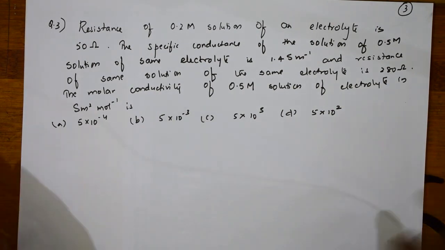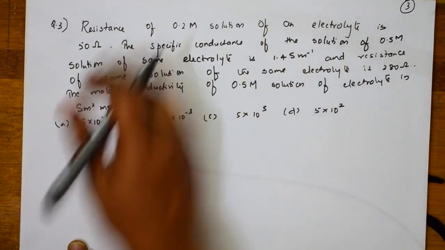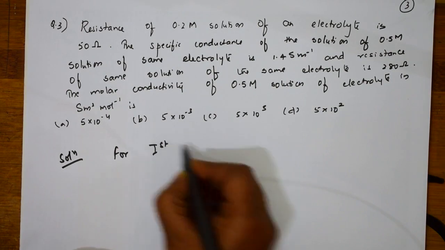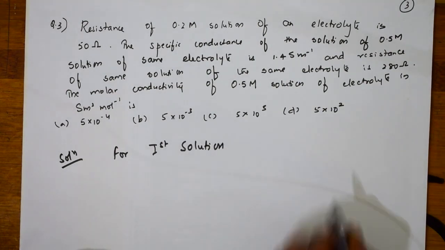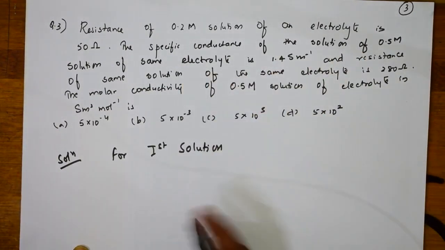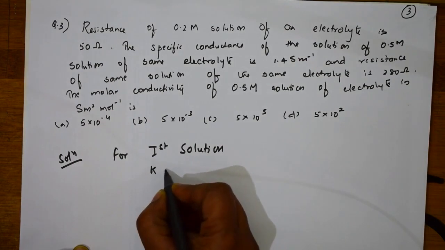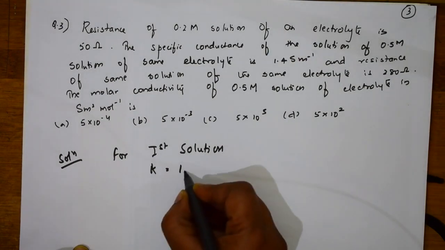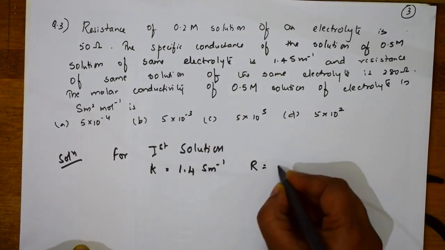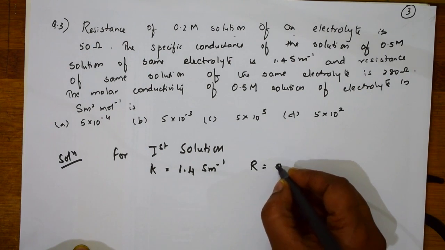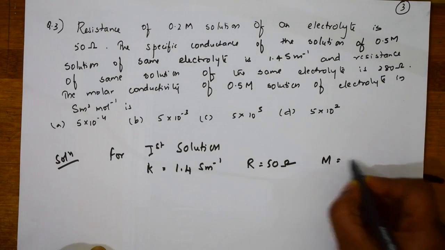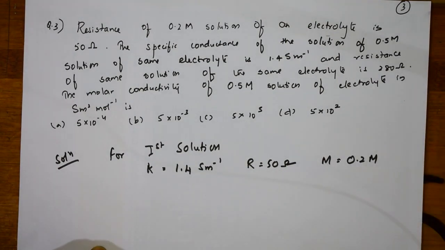Now, let us start with the first solution. Let us solve this. Let us write the data which is given to us for the first solution. What do they give us? The kappa value given to me is 1.4 S per meter. The resistance R given to me is 50 ohms. And after that, the molar concentration is 0.2 molar. Okay, done.